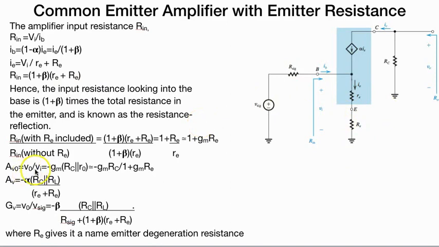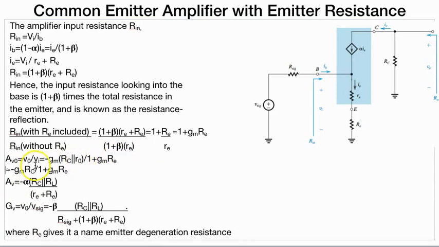With Av0 equal to V0 by Vi, minus gm times Rc in parallel with r0, minus gm into Rc upon 1 plus gm into Re. With emitter resistance it becomes this, and as we already discussed, Av is minus alpha into total resistance at collector region upon total resistance at emitter region. I think I have forgotten about putting this equation here too. Okay, so it becomes like this. Now it's perfect.